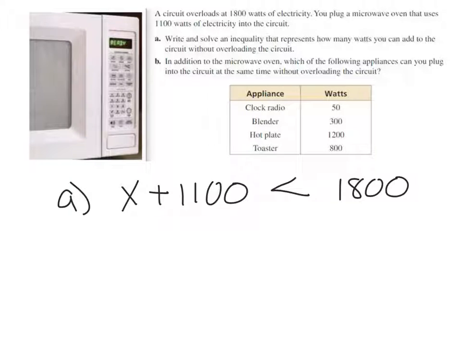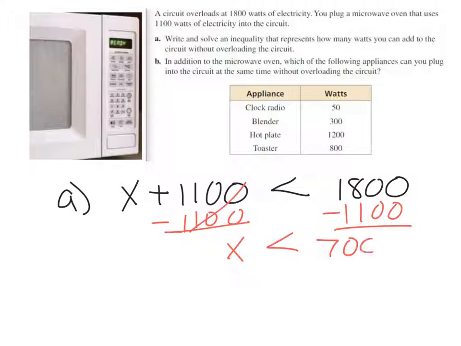In addition to the microwave oven, which of the following appliances can you plug into the circuit at the same time without overloading the circuit? Well, you know what? The best course of action is actually solve for x first. So here we go. x is less than 700. Well, now B is easy. Which of the appliances is less than 700? The clock, radio, and the blender. And that would be your answer. Not too hard, is it?